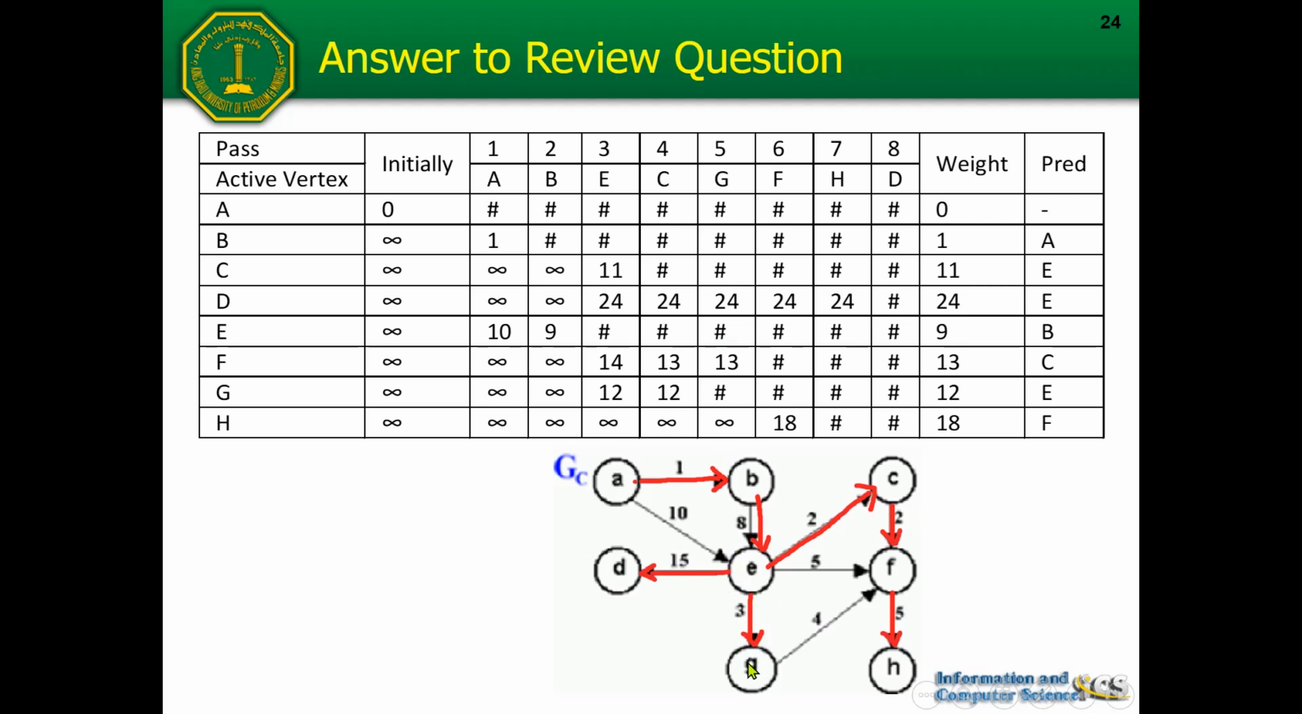Okay, now we are in G. You can see that when we go to G, we need to use this path: A, B, E, and G. So that means the predecessor of G is E. That's why here the predecessor of G is E. And the weight will be 1 plus 8 plus 3. That will be 12.